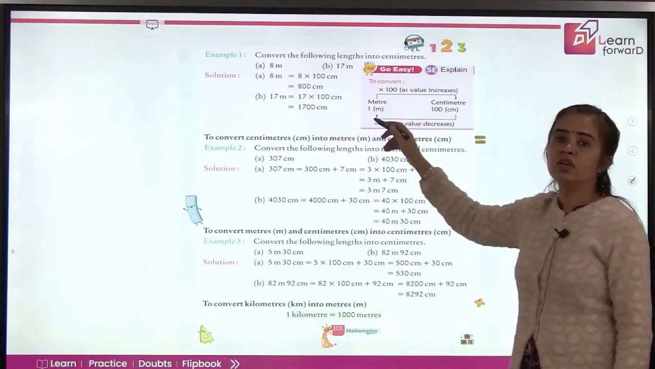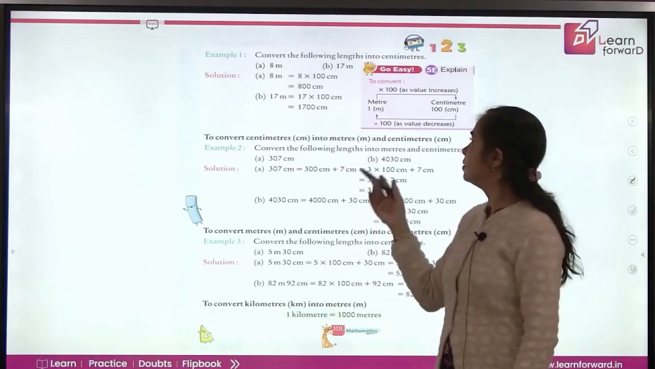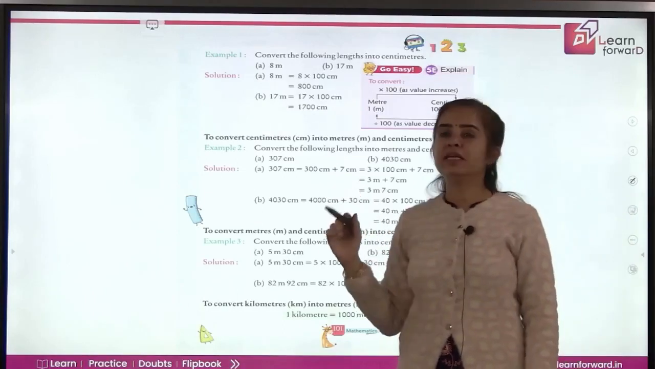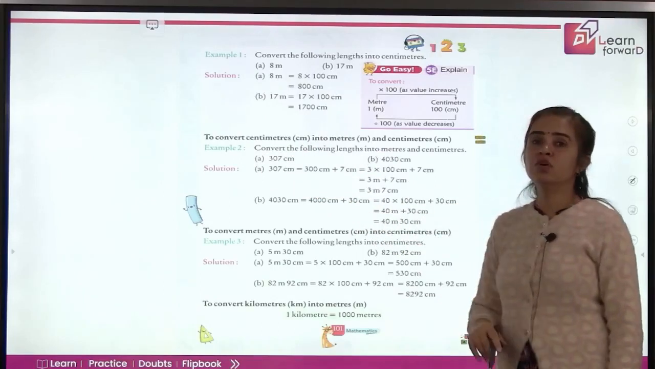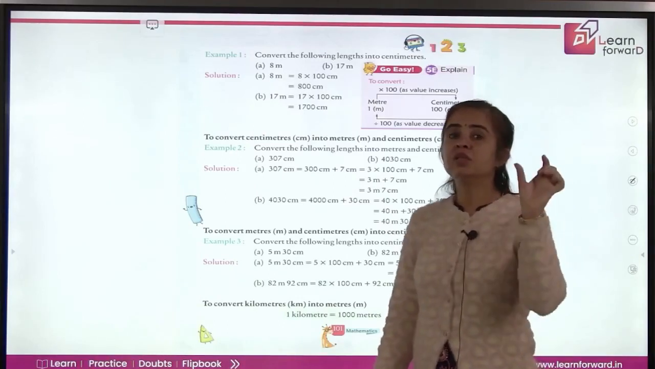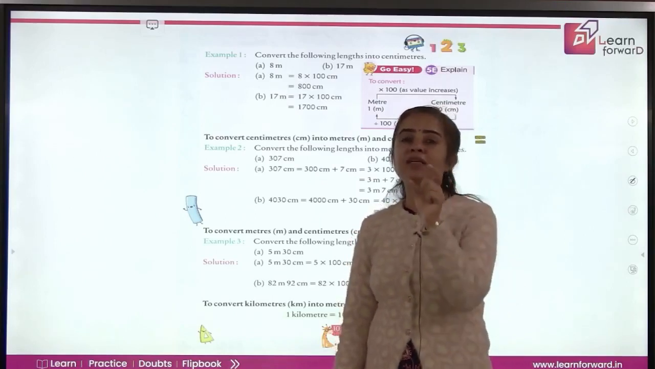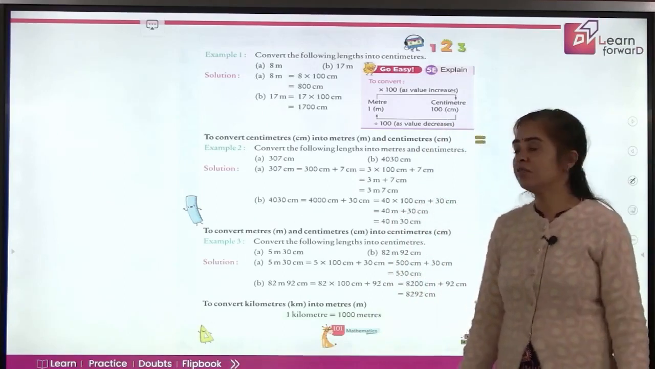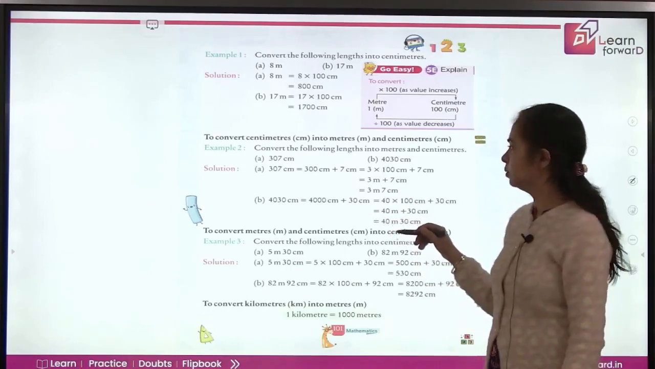So when you are converting from meter to centimeter, we always multiply because the value increases. And when you have to go from a smaller to a bigger unit, we divide as the value decreases. Now, sometimes you have to convert centimeters into meters. So what will you do? Suppose you have 307 centimeters. So let us break it. 300, because you know that hundreds, they make meters. So 300 plus 7. 300 means 3 meters and 7 centimeters is left alone. So 307 means 3 meters 7 centimeters.